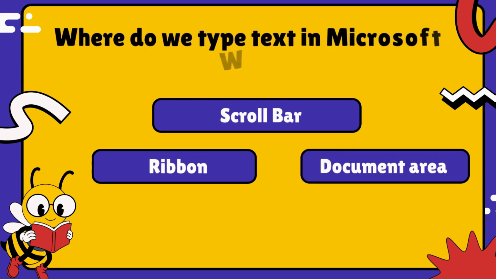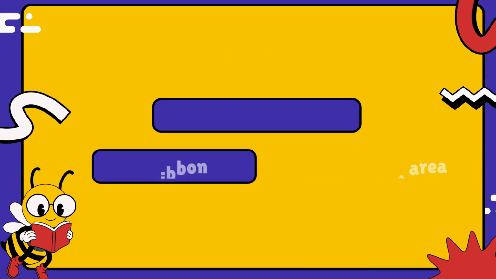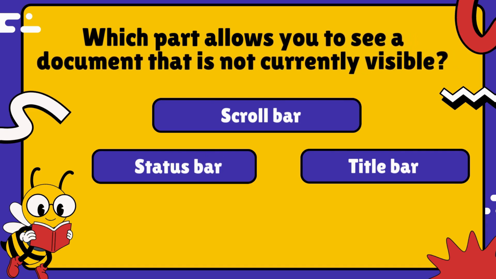Where do we type text in Microsoft Word? Your time starts now. You are right. The answer is document area. Which part allows you to see a document that is not currently visible? Your time starts now. Good job! The answer is scroll bar.